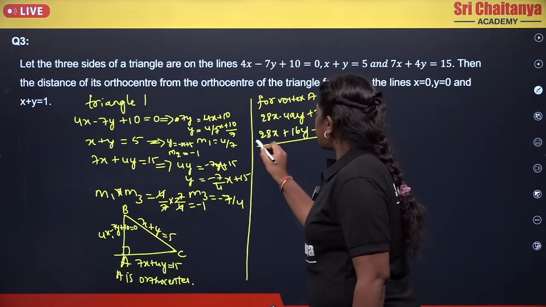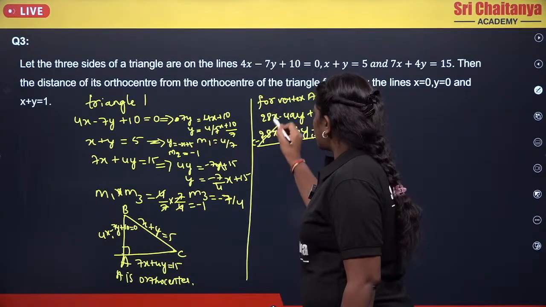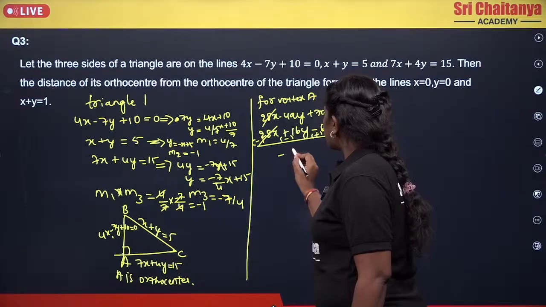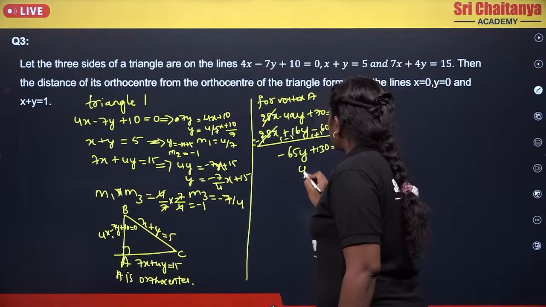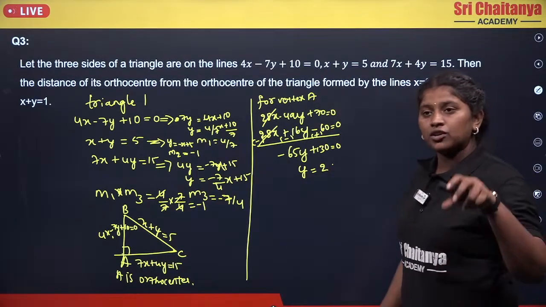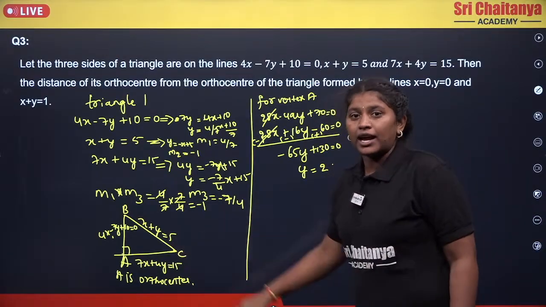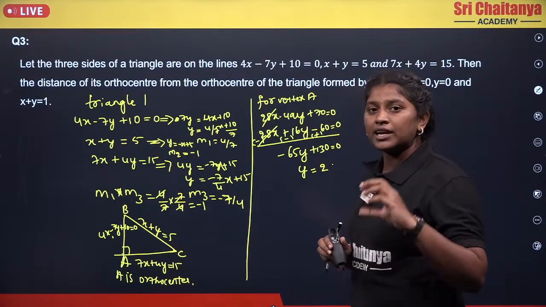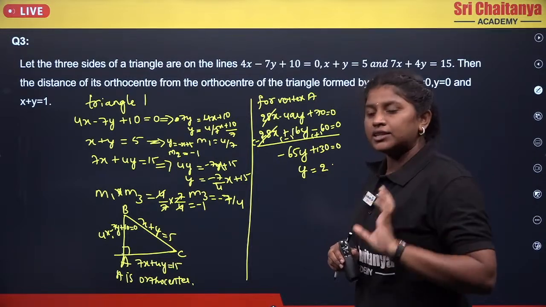Now do the subtraction, and here it will be plus. The 28x will get cancelled, and here it will become minus 65y plus 130 equals 0. Now y equals 2. Okay. So, we need to find the coordinates of A. Why? Because here it is a right angle triangle, and we know that the orthocenter of a right angle triangle is at the vertex where we have the 90 degrees.